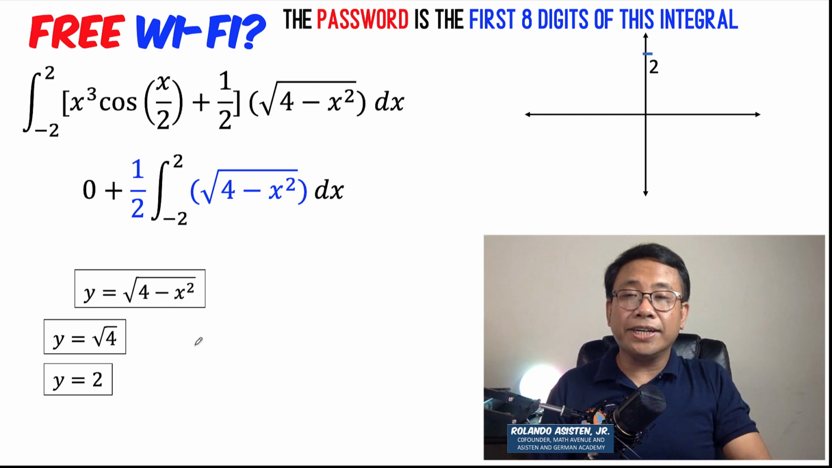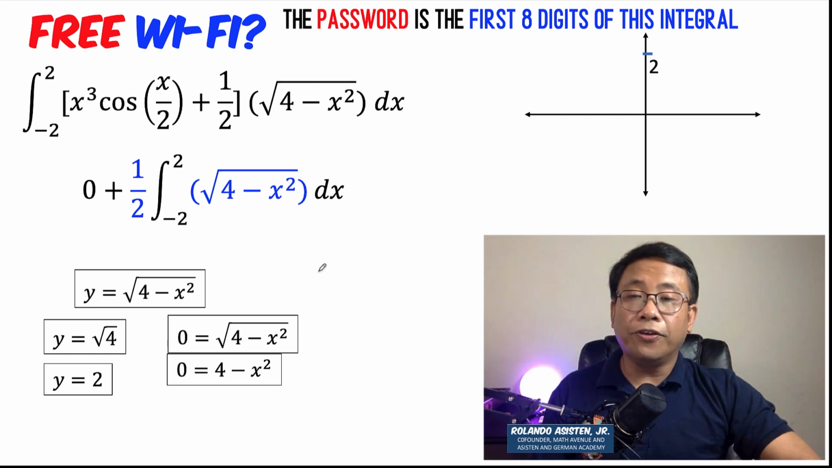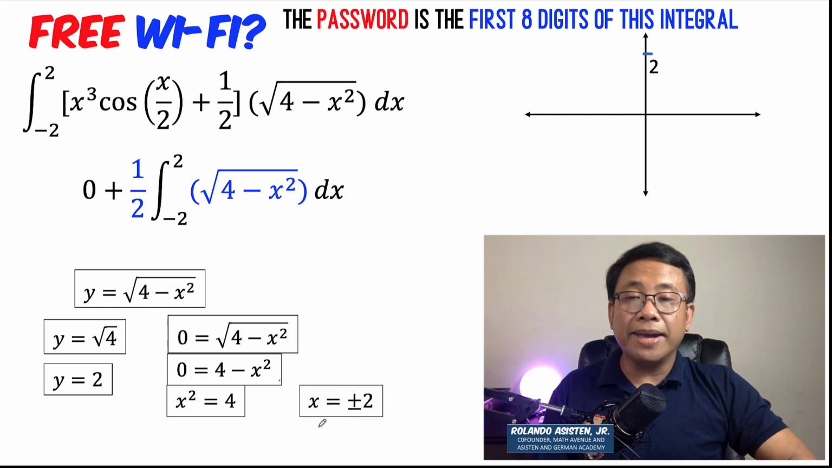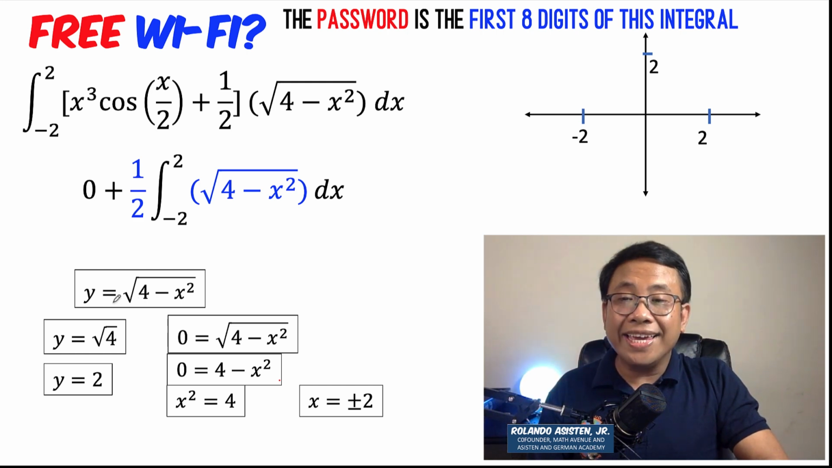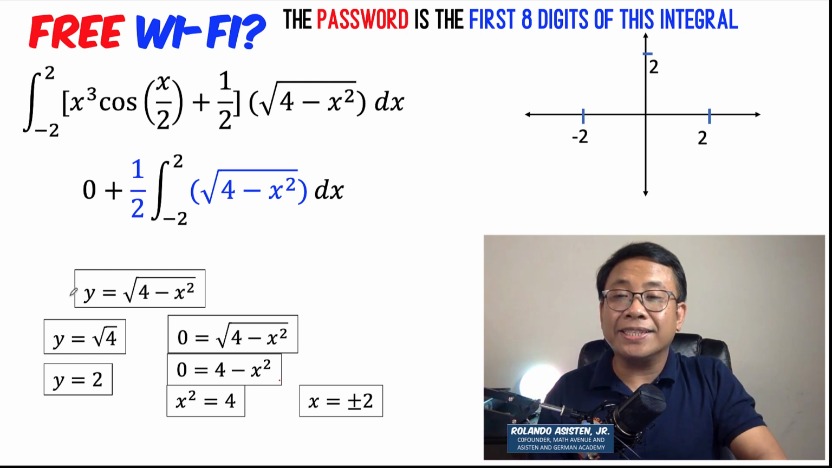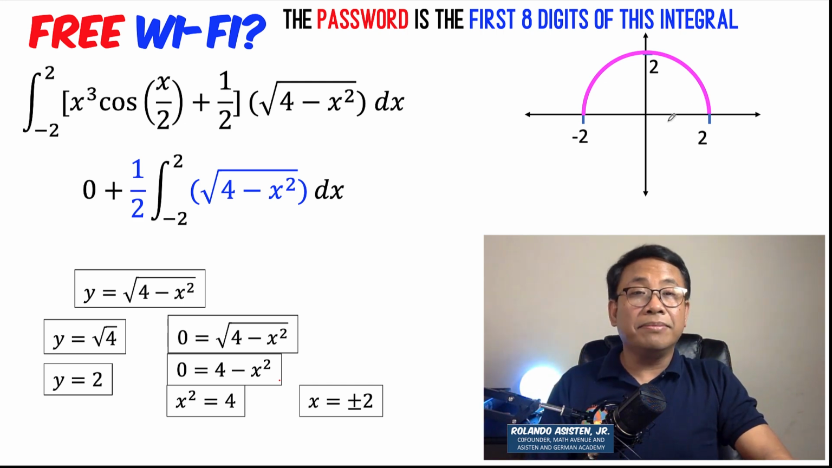Then, if we let y be 0, we can find the x-intercepts. So we have 0 equals the principal square root of 4 minus x squared. Then squaring both sides, we have 0 equals 4 minus x squared. Then solving for x squared, and finally, solve for x, we have x equals plus or minus 2. So we have x equals negative 2 and x equals positive 2 as the x-intercepts of this function. Notice here that y refers to the principal square root of 4 minus x squared. So y is positive. And the graph of that is this semicircle with a radius of 2 units.